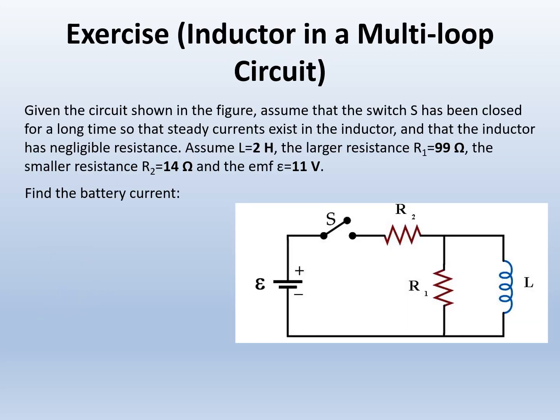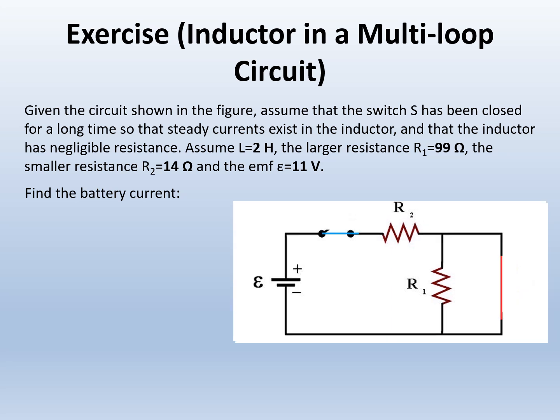Here we have a multi-loop circuit, and in this exercise we get the information about the resistances and the potential difference and the value of the inductance. We have all this information, and it says the switch has been closed for a long time. The first thing the exercise wants us to find is the battery current at that time.